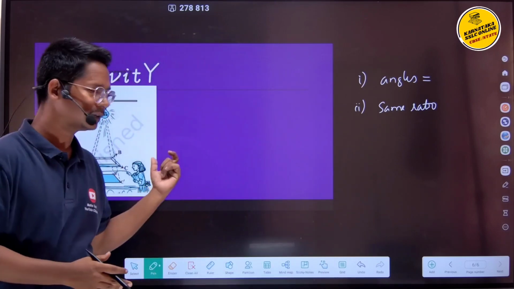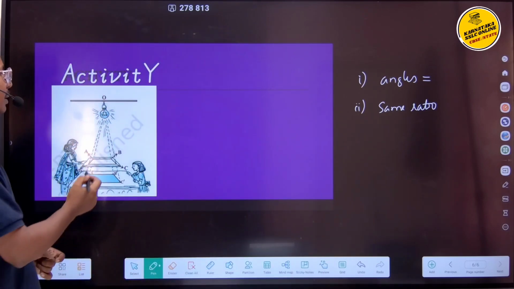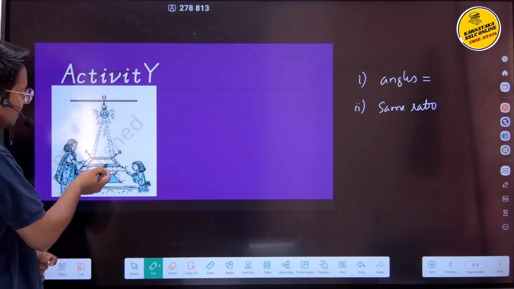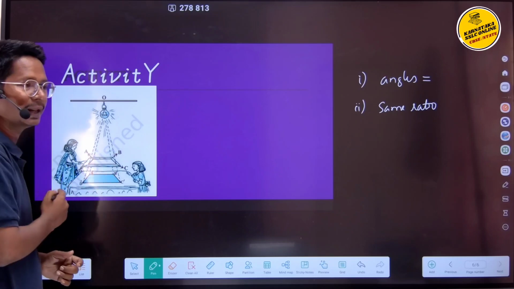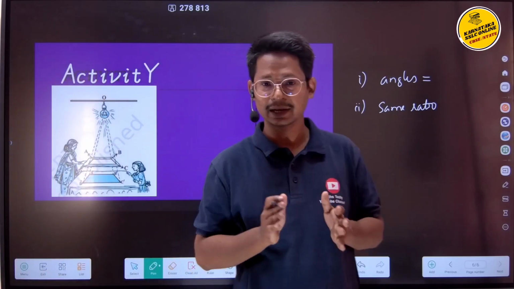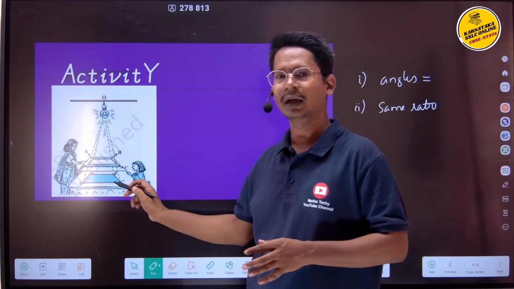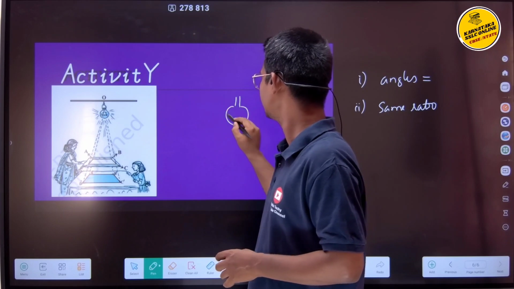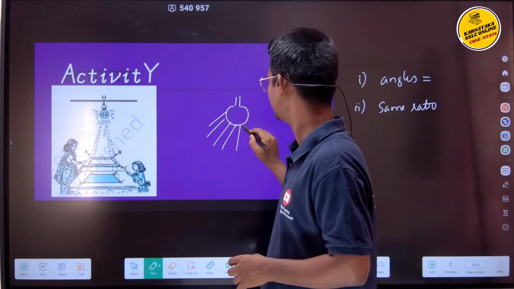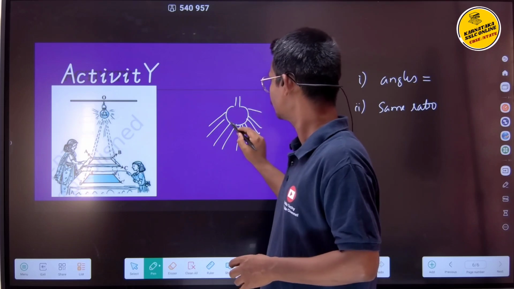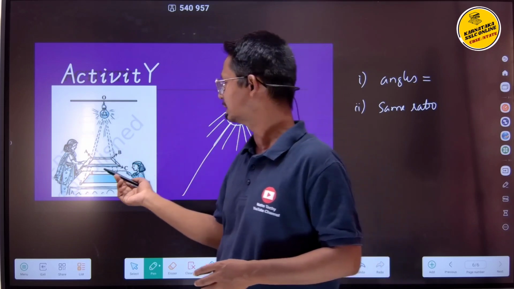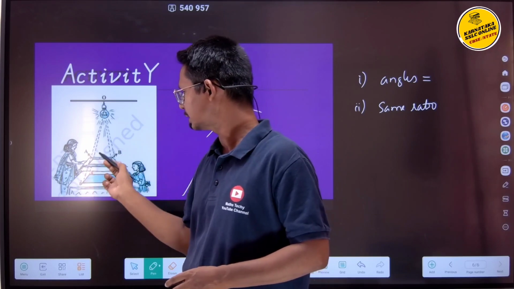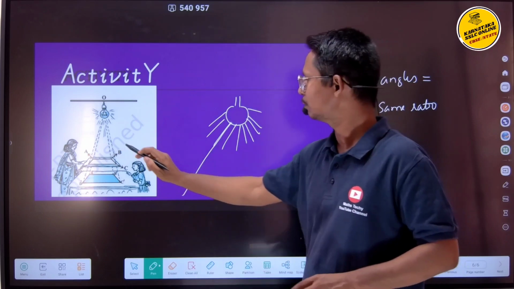This is the activity given in the textbook. You can see it is a light bulb. You can fix the light bulb at point O to your ceiling, and exactly below the light bulb you can place a plain cardboard which is parallel to the table. We know the property of light: light always travels in a straight line, isn't it? So the straight lines make the shadow of the cardboard plane. You'll get a shadow, and the shadow shape is the same as the one you are keeping here.